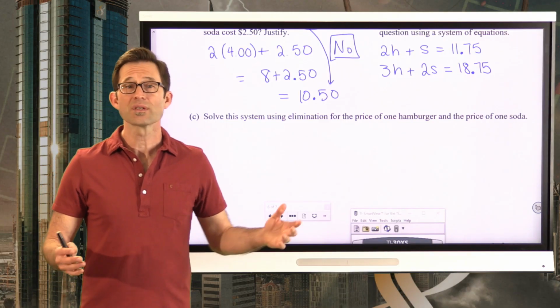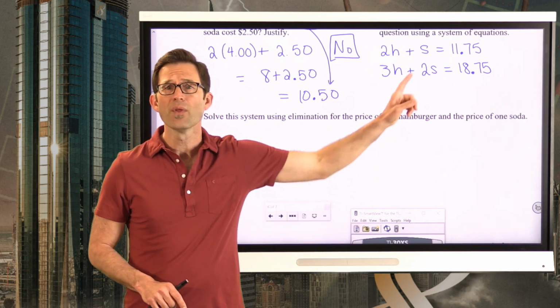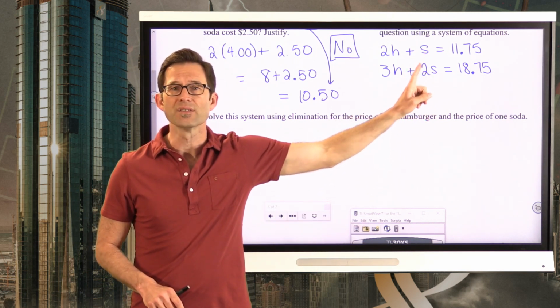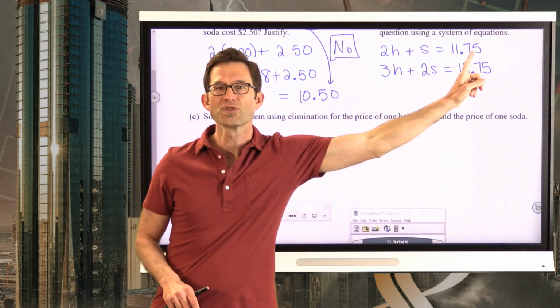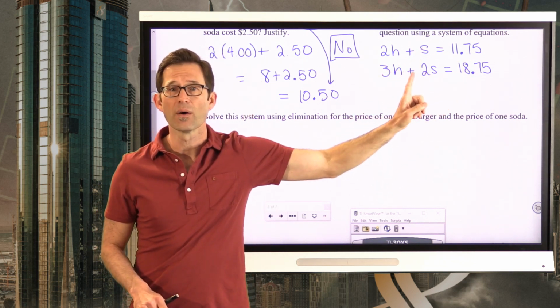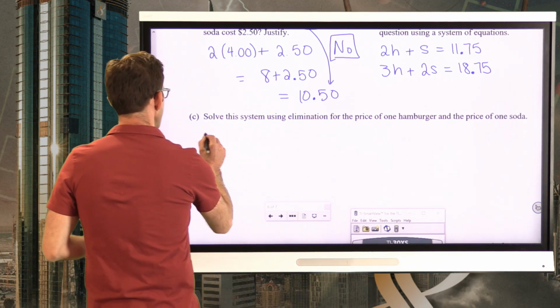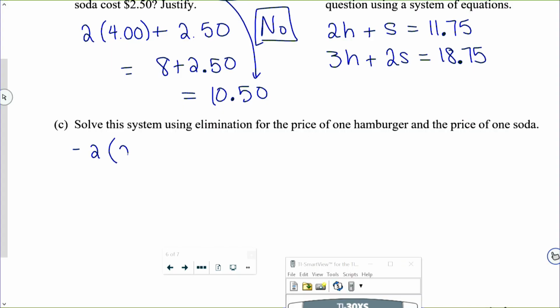All right, so what's going to be the easiest variable to eliminate? There's going to be a lot of negatives flying here, but that's okay. It's going to be easiest to eliminate the s's because I could multiply this first equation by -2 to give me a -2s there that will cancel the positive 2s there. So let's do that. I'm going to multiply this equation by -2, and I've got to do that on both sides.